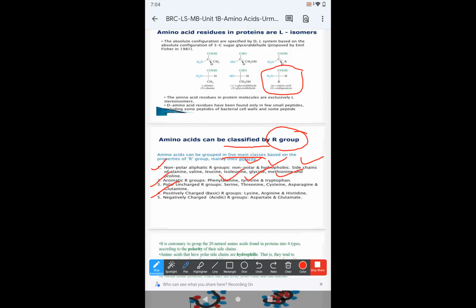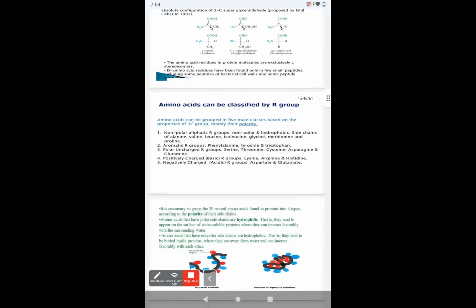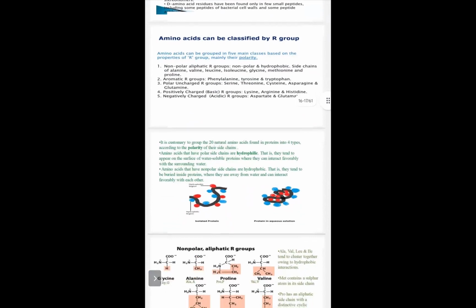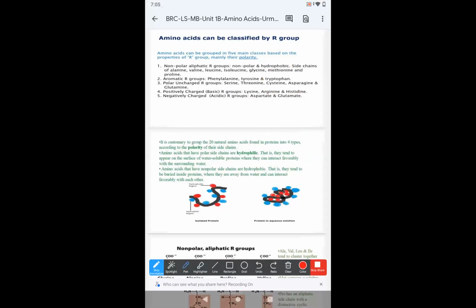And negatively charged R groups. These are called acidic amino acids. Examples are aspartic acid and glutamic acid, or aspartate and glutamate. Understood? So this is the classification of the amino acids based on the properties of the R groups.